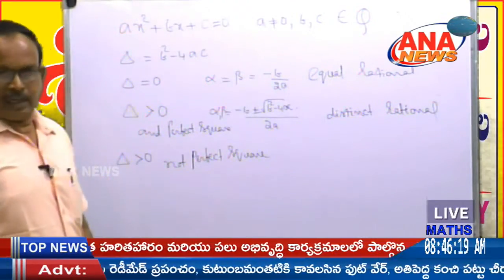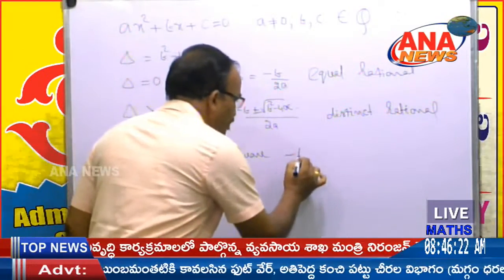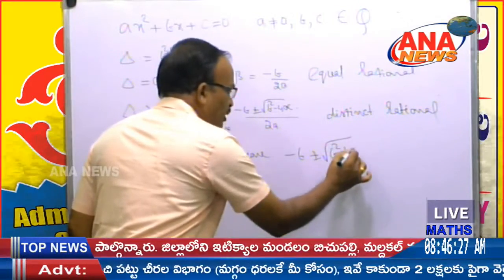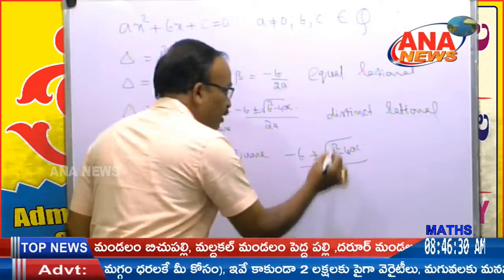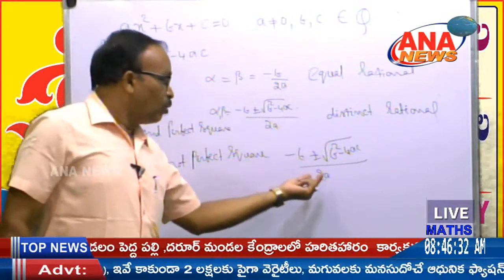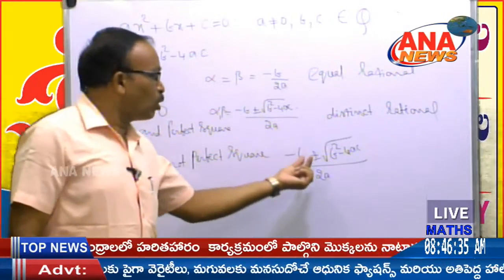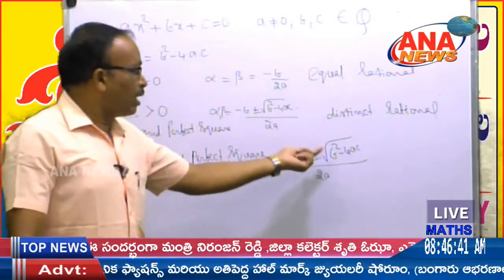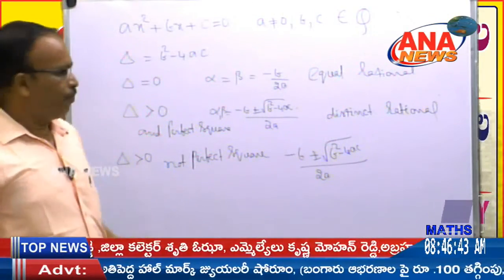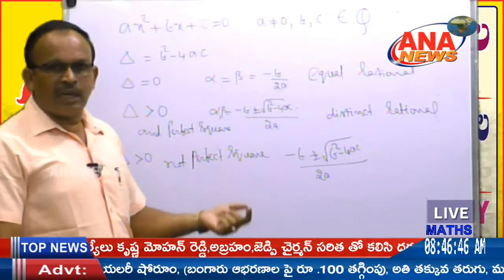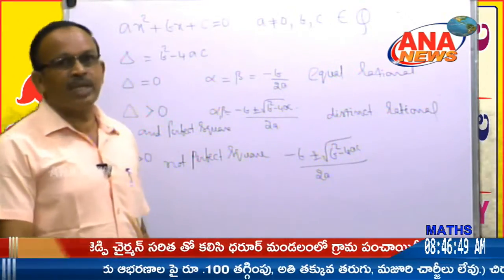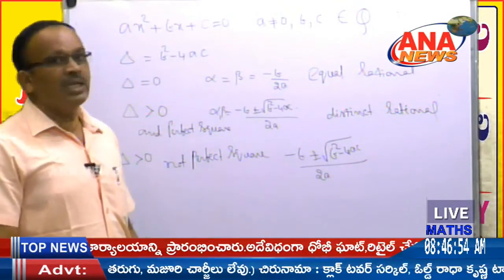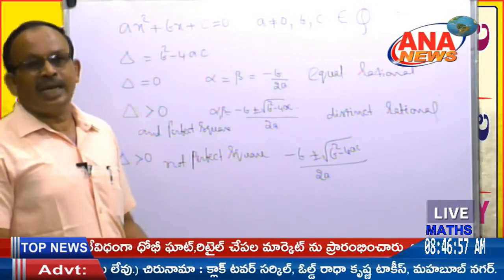Not a perfect square. Then clearly this is minus b plus or minus root over b square minus 4ac by 2a. Here minus b is rational, 2a is rational, but root over b square minus 4ac is not a rational number. Suppose 5, 3, like that, or 3 by 5. In that case root over something is not rational. If it is p by q form, that is rational, but root 3 is irrational, root 2 is an irrational number.